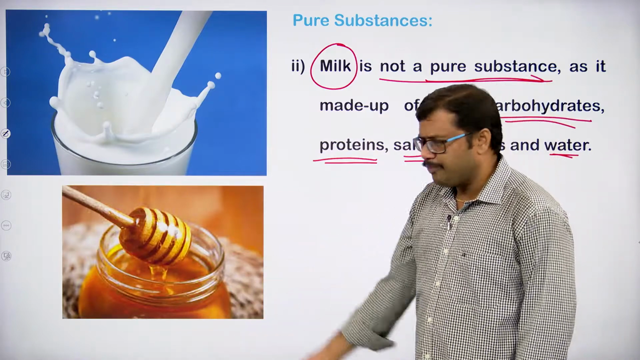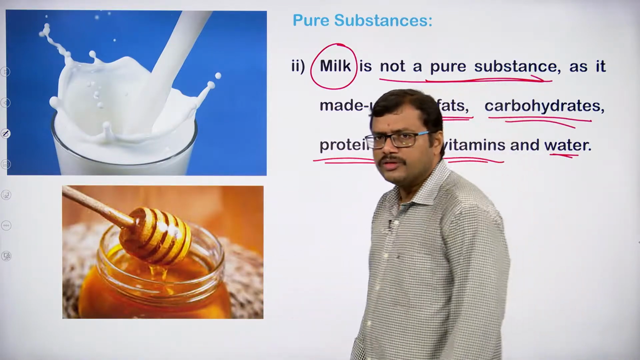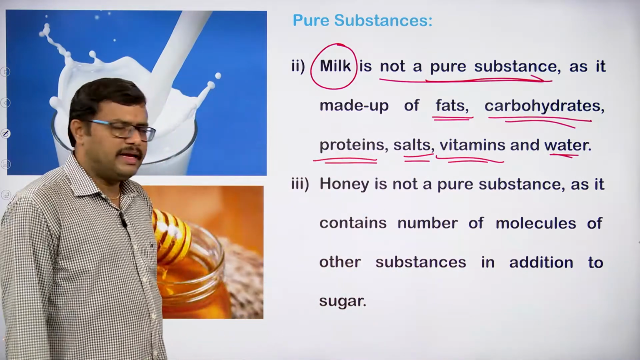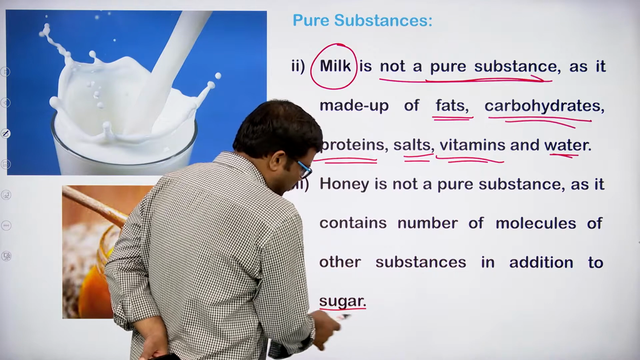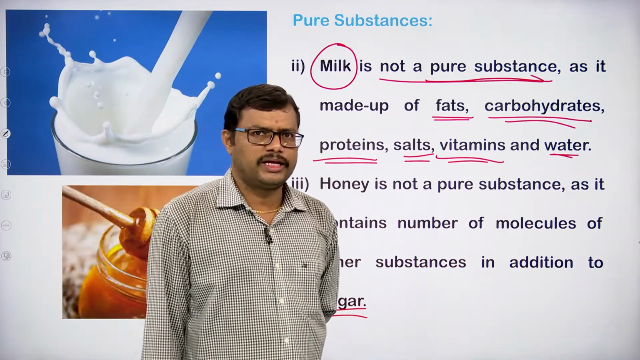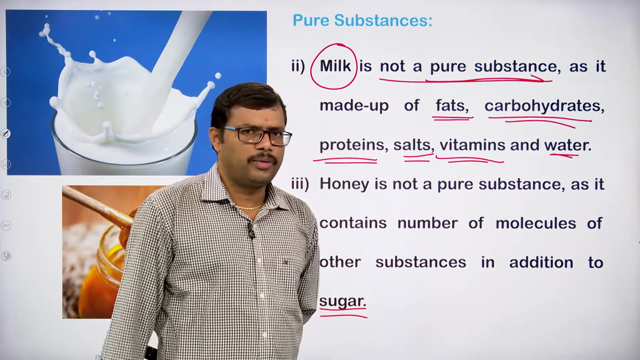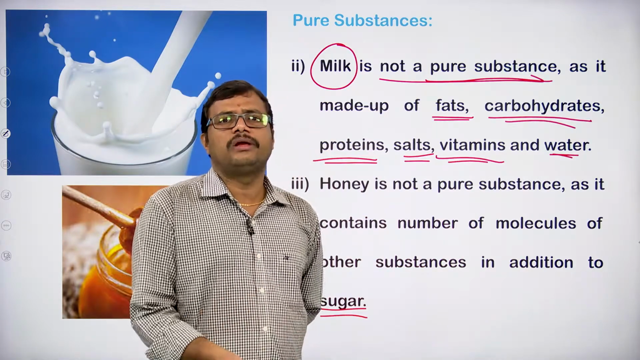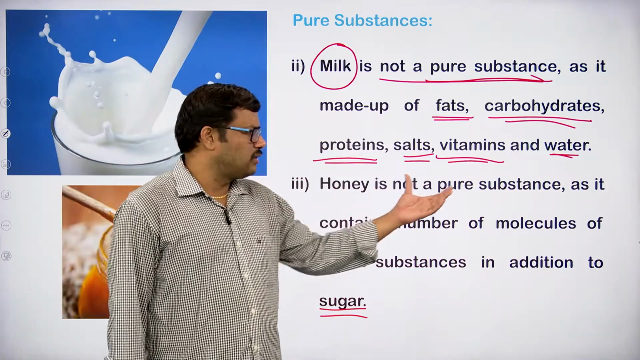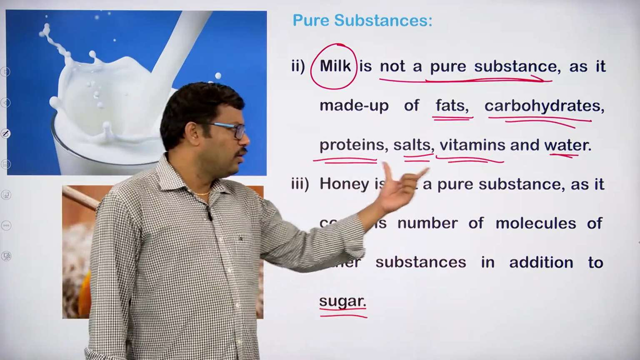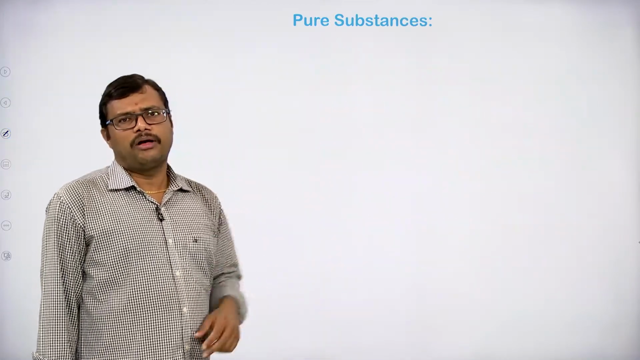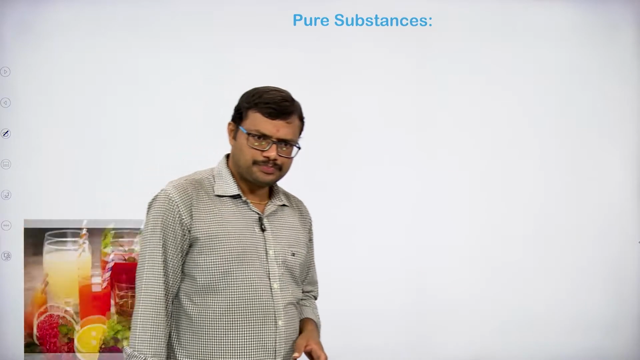If you look at honey, honey also looks very pure, right. But honey is also not a pure substance. Why is it so? It contains a number of other substances in addition to sugar. Honey tastes sweet, mainly because of the sugar component, but along with the sugar, it has so many other components. So honey is not a pure substance. Milk is not a pure substance. Clear tap water is not a pure substance.